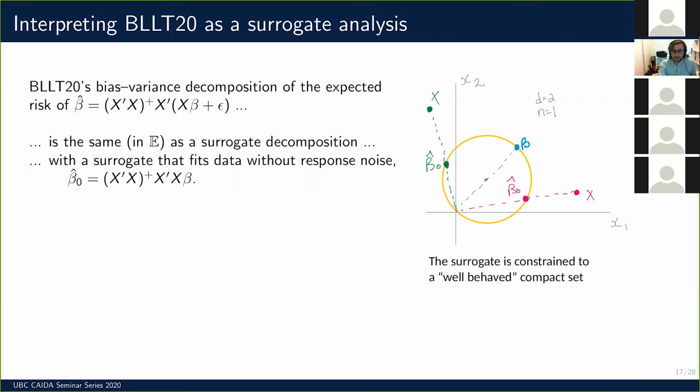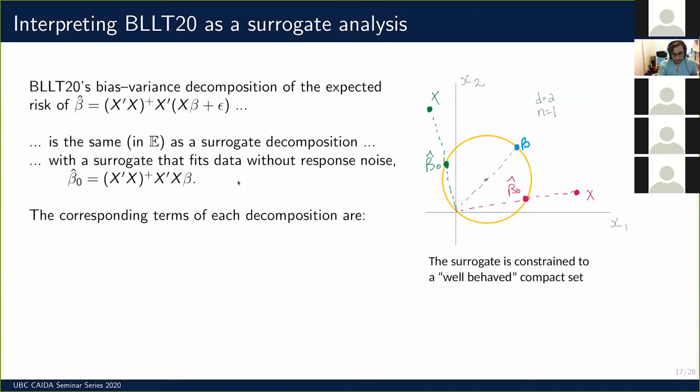But this type of surrogate, beta hat naught, constructed using this formula, is constrained to a compact set. Because if you notice, this formula is just the projection of beta onto the columns of X. And so it lives on a circle in 2D. In higher dimensions, it's not a sphere, but it's a simple compact manifold. But it's very small. It's much smaller than the set of all possible beta hats we could have had originally. And obviously, this beta hat naught really contains the key information that relates x to y, because we actually got rid of everything that was distorting that relationship in the first place.